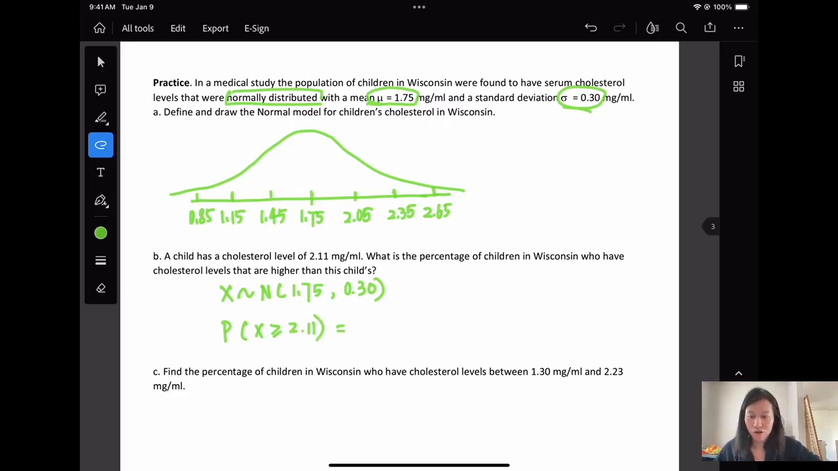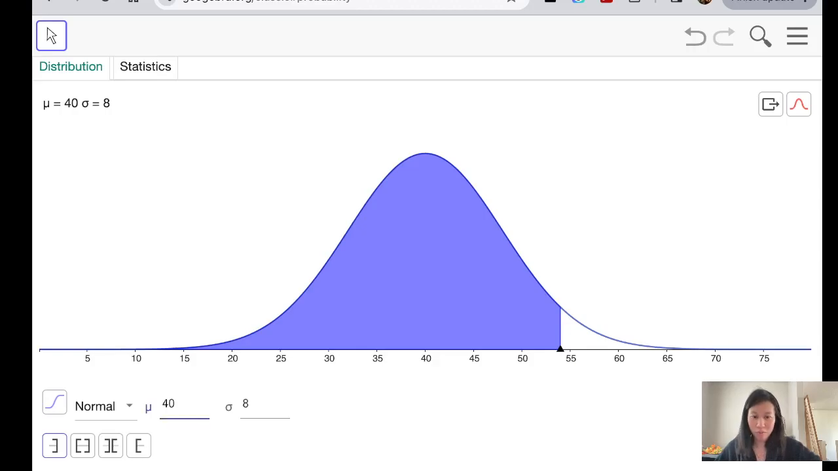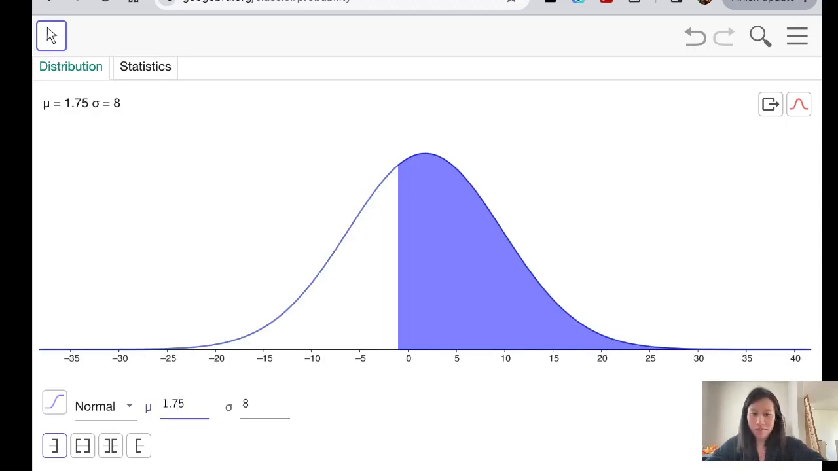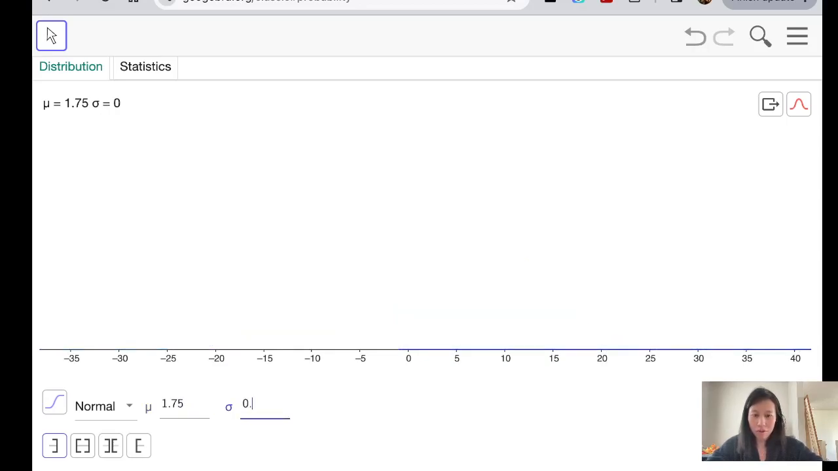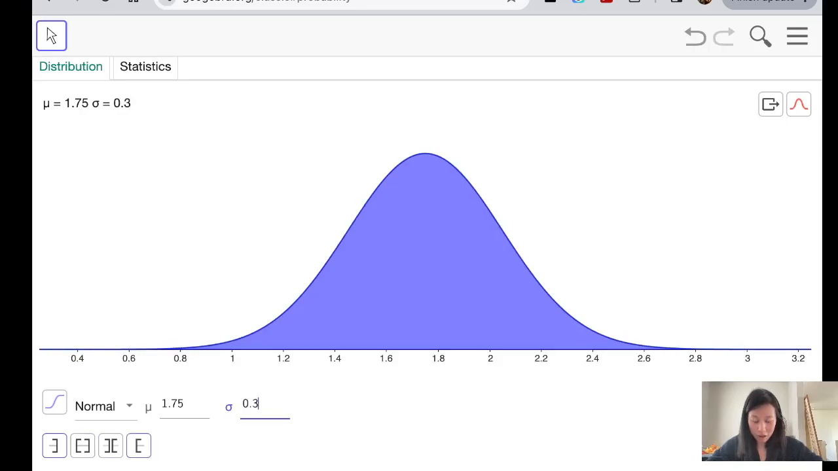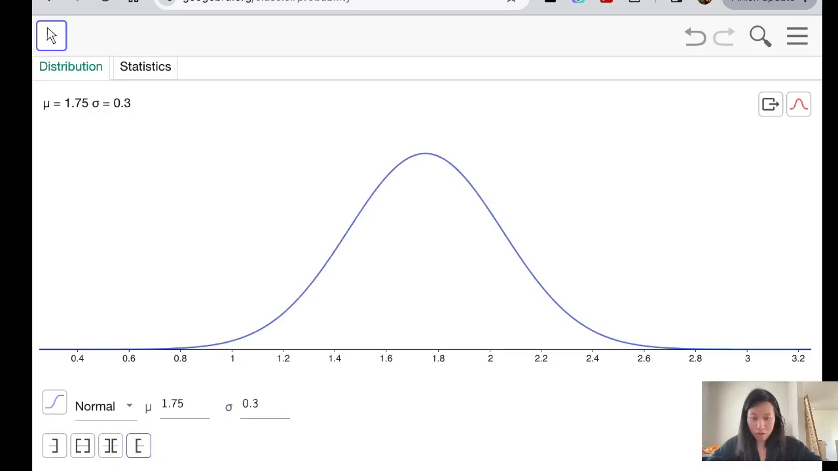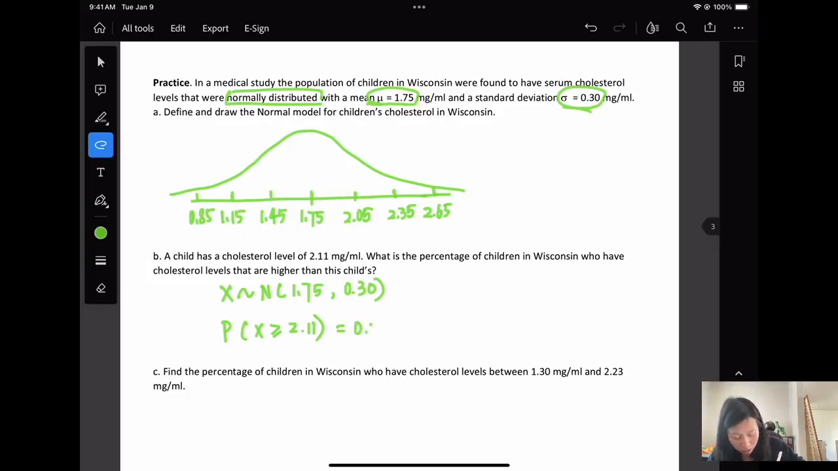And now let's look at GeoGebra. We want to change the mean to 1.75. Sigma is 0.3. And we want X to be greater than 2.11. So which in this case is 11.51%. You can write it in decimal places or 11.51%. Either way. So that should be your answer.